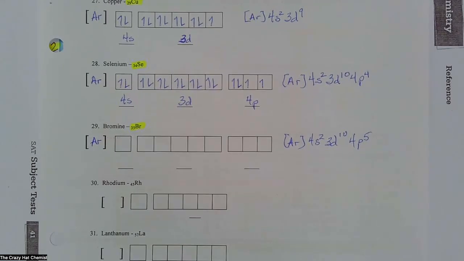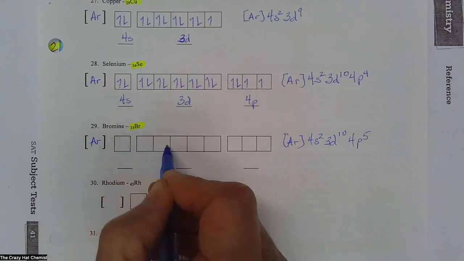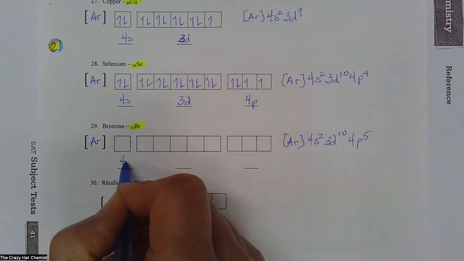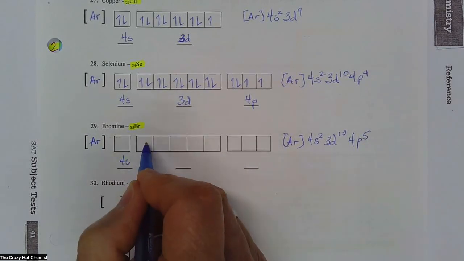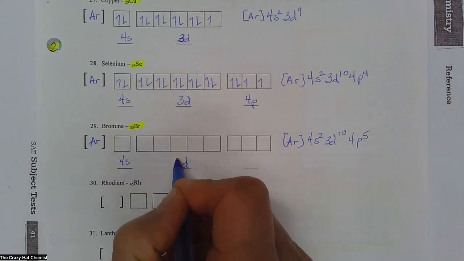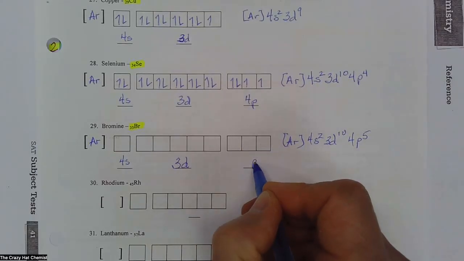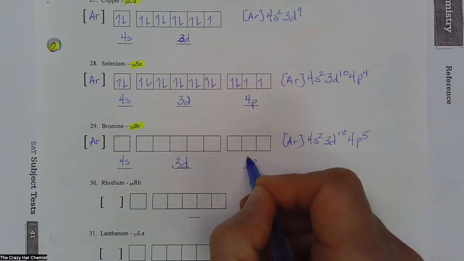So let's simulate the same thing. Remember, before we label these boxes, s's only have one box. So that's why I know this is a 4s box. This has 1, 2, 3, 4, 5 boxes. So it must be a d, and it happens to be a 3d. This has 3 boxes, so it must be a p, and that is a 4p.